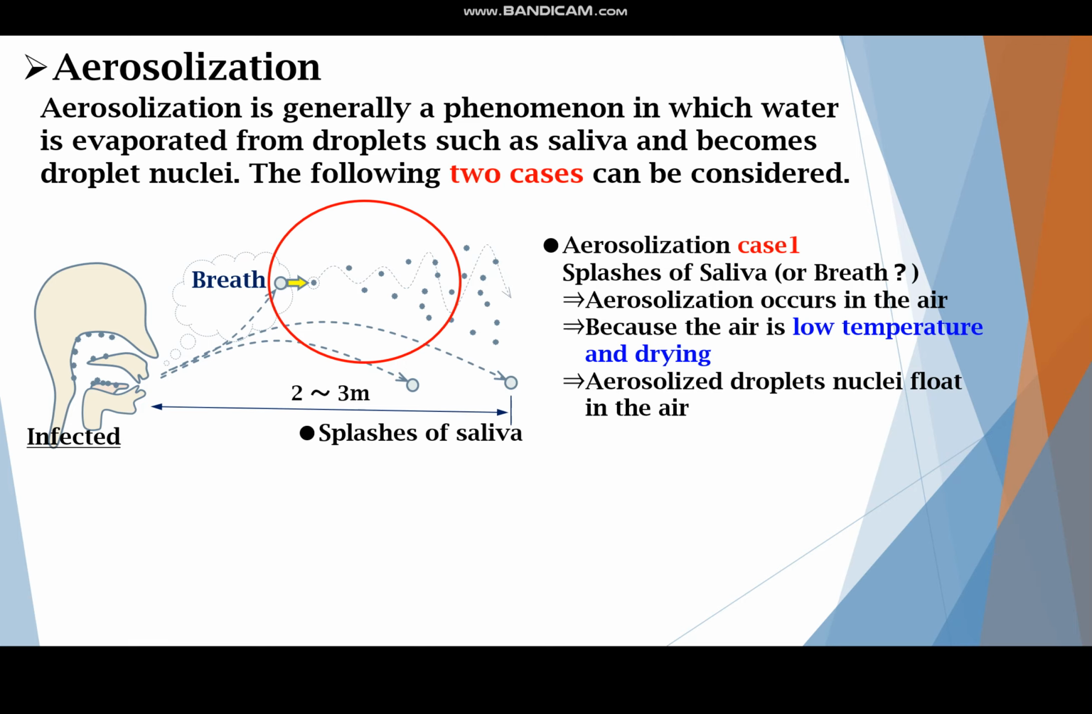Case 1 is splashes of saliva from the mouth of an infected person aerosolized in the air, because the air is low in temperature and dry. Finally, aerosolized droplet nuclei float in the air.